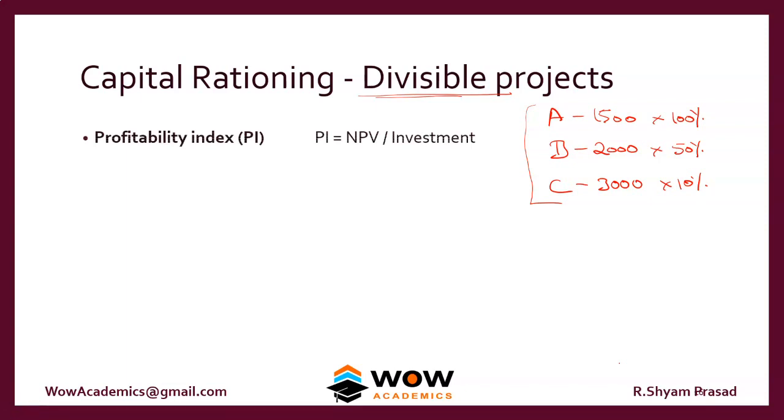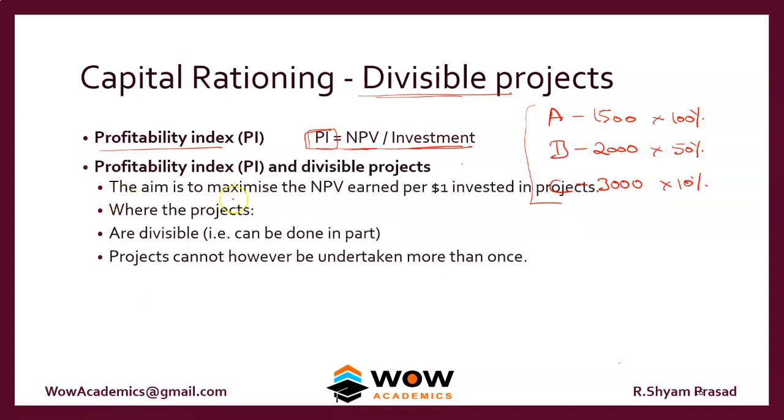So we look at the steps to solve a divisible project's capital rationing problem. The first step is the profitability index. Profitability index takes the NPV as the numerator and the amount of investment as the denominator. The aim is to maximize the NPV earned per unit invested in projects, where the projects are divisible in nature, that is, they can be taken in part. Projects cannot, however, be undertaken more than once. So you should not take A two times. Two times of A is not available, or three times of B cannot be available.